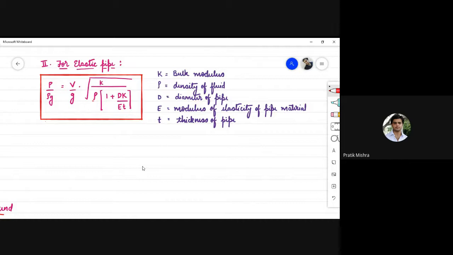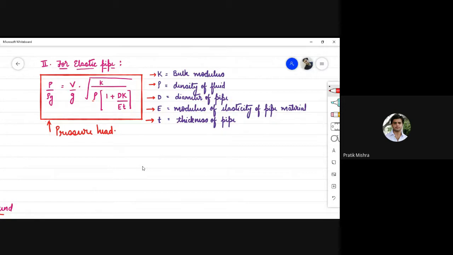Here K is the bulk modulus, rho is the density of the fluid, d is the diameter, E is the modulus of elasticity of the pipe material, and t is the thickness of the pipe. And this value that you are going to calculate is the value of pressure head which is created due to the shock wave generated because of the sudden closure of valves when you are using the elastic pipe.